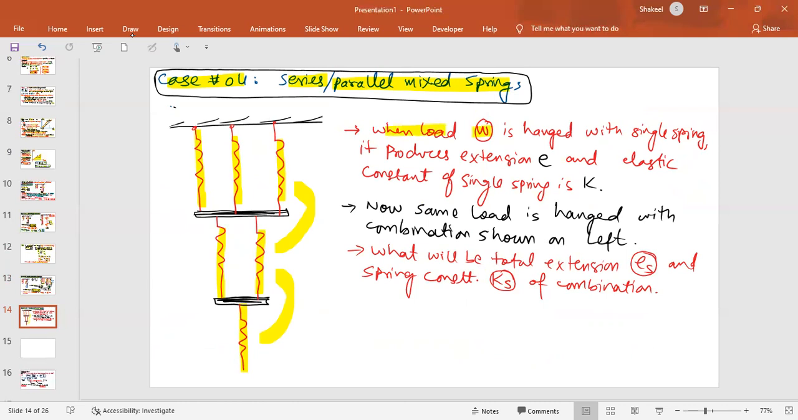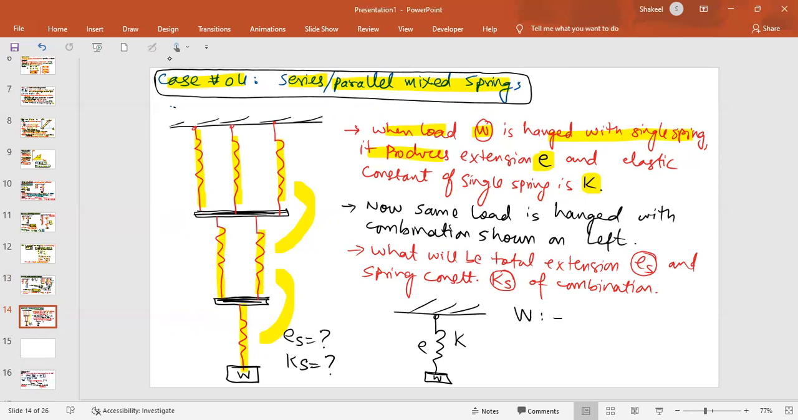So when the load W is hung with a single spring, it produces extension E, and the elastic constant was K. It means they're saying that if there is a single spring and you hang a load W, the elastic constant is K and extension is E. So if you hang the same load W with this combination, what should be the total extension and what should be the spring constant? Well, for the extension, we know that for W, it is E.